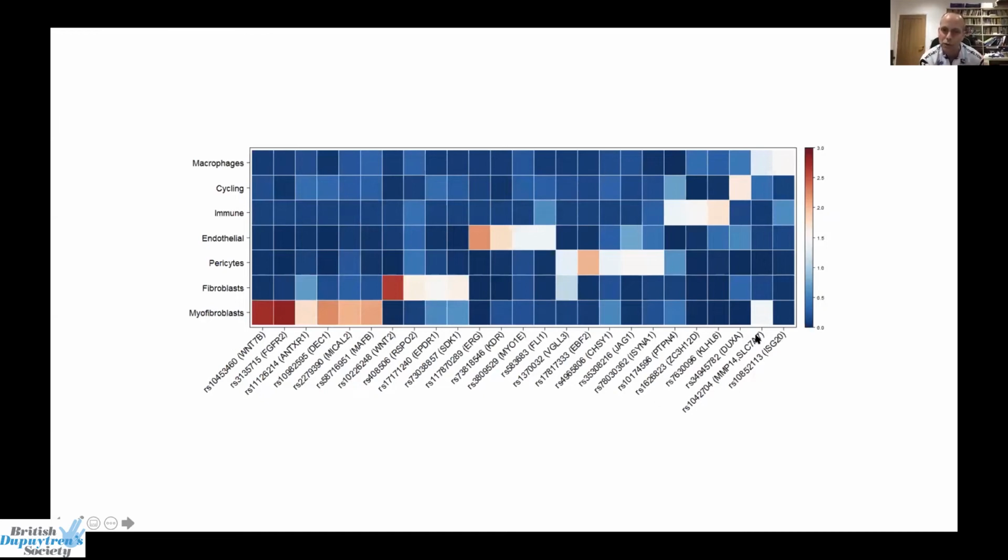So we're integrating the cellular and the genetic studies. I'm just going to draw your attention on the right-hand side to this variant here in a gene called MMP14. This seems to be mostly expressed in the myofibroblasts, those cells that you've been hearing about already.